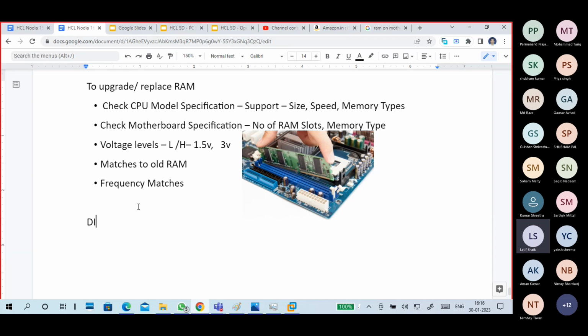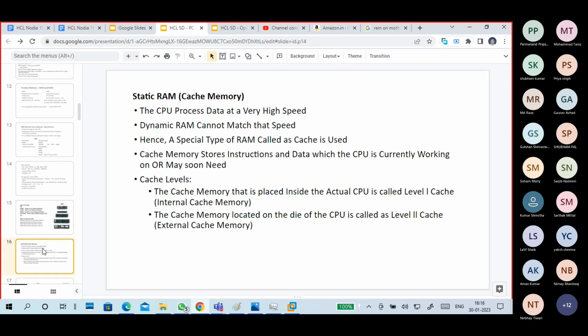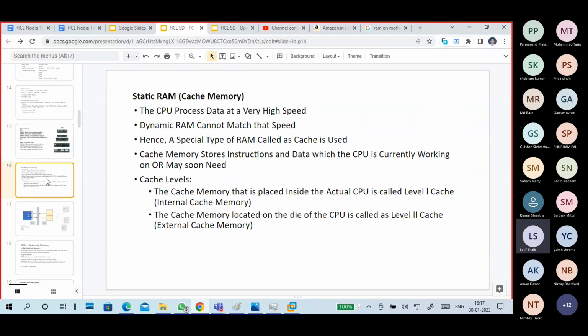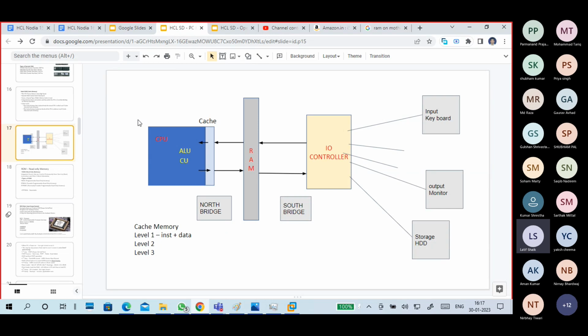DIMM, dual inline memory module, or RIMM, Rambus inline memory module, is used for desktops. SO-DIMM, small outline dual inline memory module, is used for laptops. Mini PCs also use them. This is SRAM, guys. SRAM is a cache memory which is built inside of your CPU.